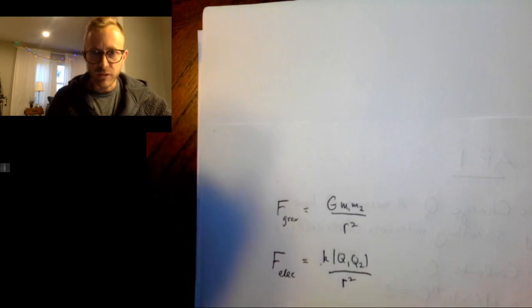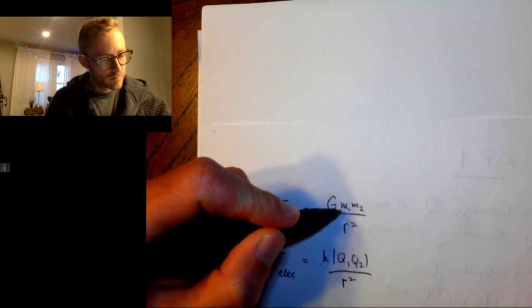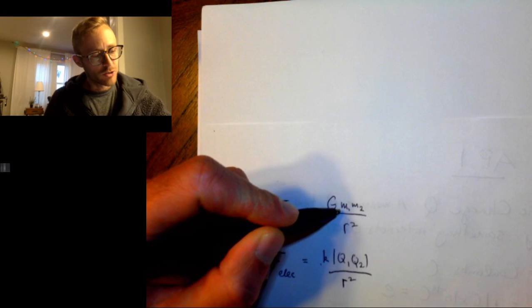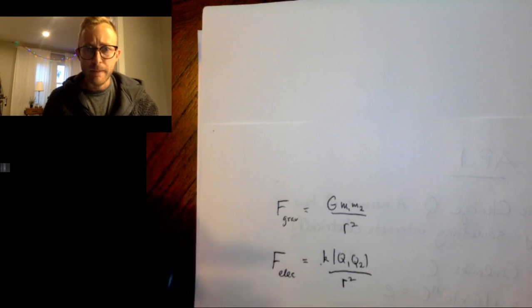And then you can see that mass determines the size of the gravitational interaction. Charge determines the size of the electrical interaction. So these are very similar forces.